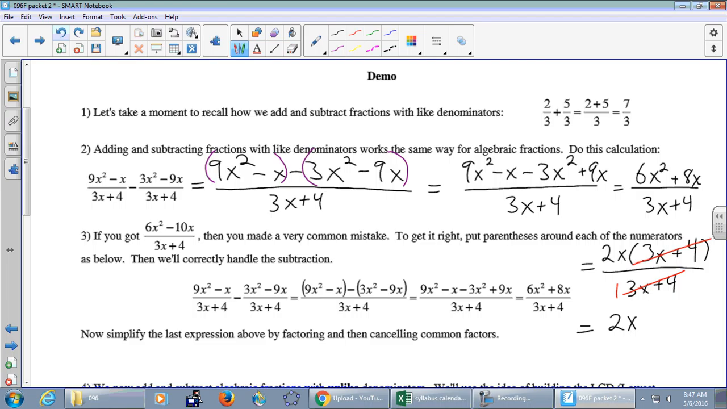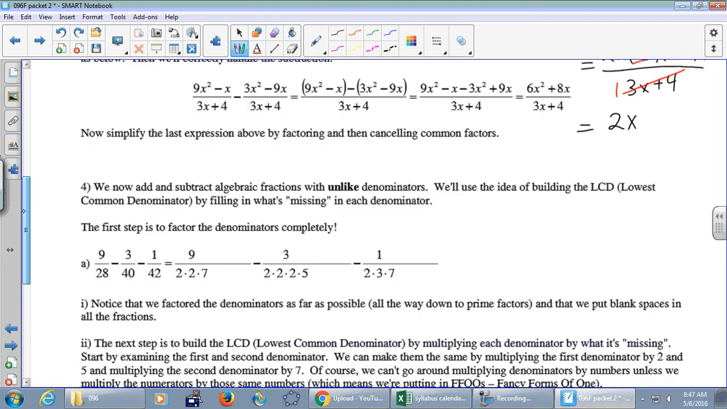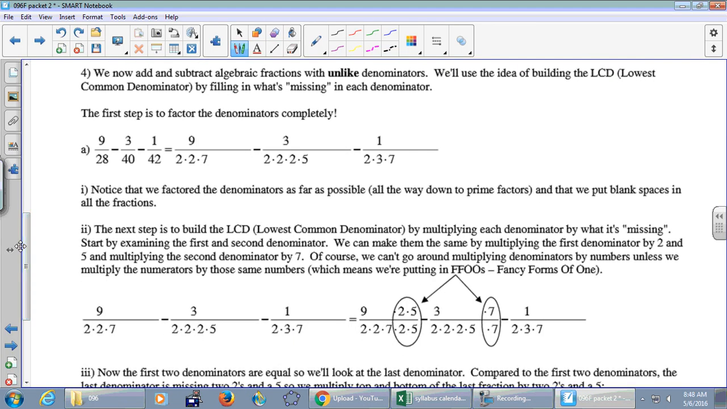Okay, so easy if the denominators are the same. Significantly harder if the denominators are different. So that's what we're going to spend the rest of our time on. Number 4, we now add and subtract algebraic fractions with unlike denominators. We'll use the idea of building the LCD, lowest common denominator, by filling in what's missing. And we're going to key in on that idea of missing in this example right here. So let's take a look at this problem.